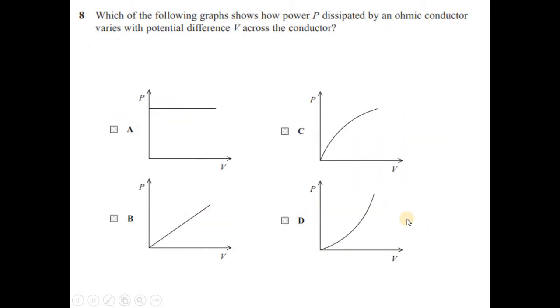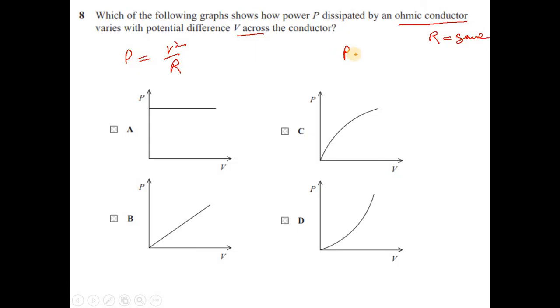Question number 8. Which of the following graph shows how power P dissipated by an ohmic conductor varies with the potential difference V across the conductor? Remember, I told you before, for an ohmic conductor resistance stays the same. There is no change in the resistance, and if you are varying potential difference, we need to look at the equation in which we have power dissipation related with V at constant R, which is P is equal to V square over R.